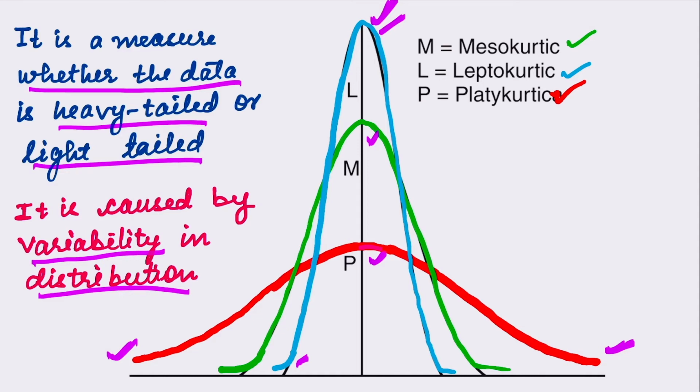So if the kurtosis is 0, then the curve will be of the type mesokurtic. Here the kurtosis is 0. That is, we can say that it is a normal curve. Through this normal curve we check whether, as per the normal curve, it is more peaked or more flat topped. It exhibits it, but it doesn't define it.